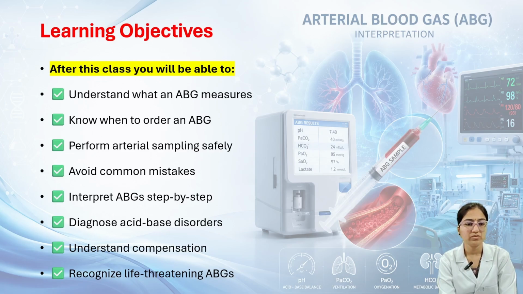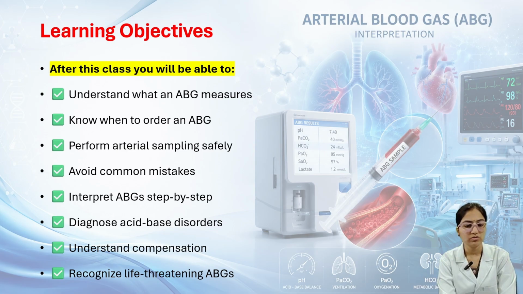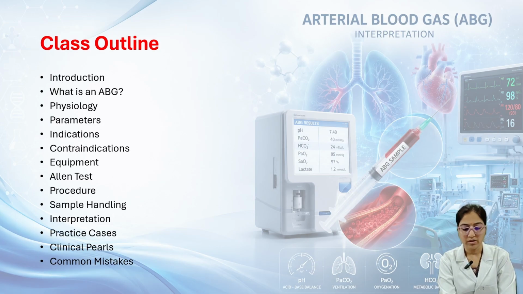First, we'll see the objectives. After this class, you will be able to understand what an ABG measures, know when to order an ABG, perform arterial sampling safely, avoid common mistakes, interpret ABGs step by step, diagnose acid-base disorders, understand compensation, recognize life-threatening ABGs, and then we'll see the outline.